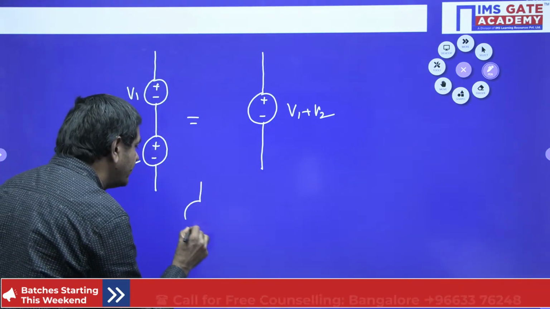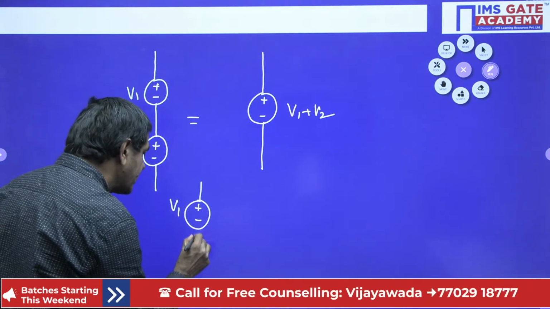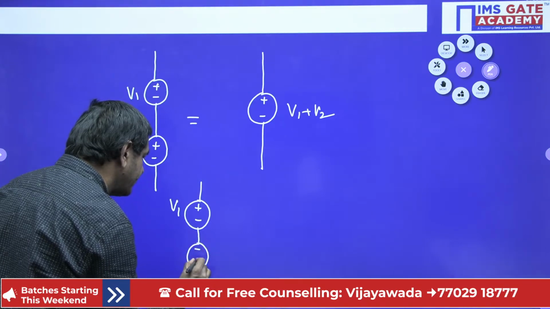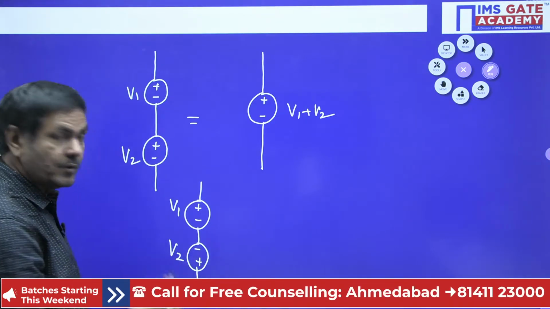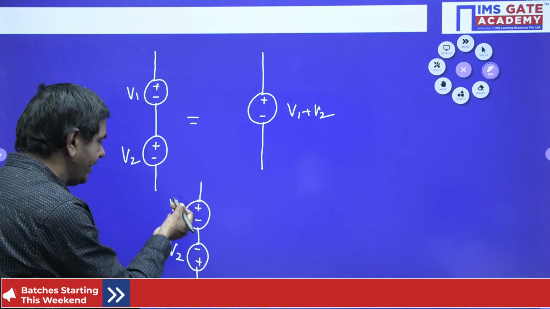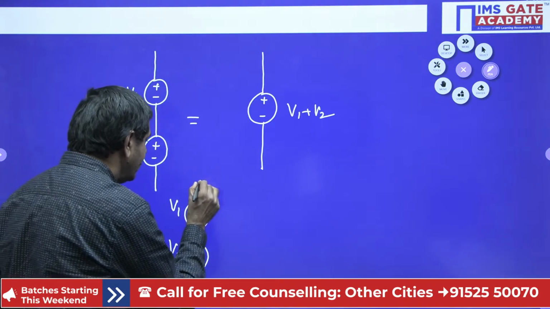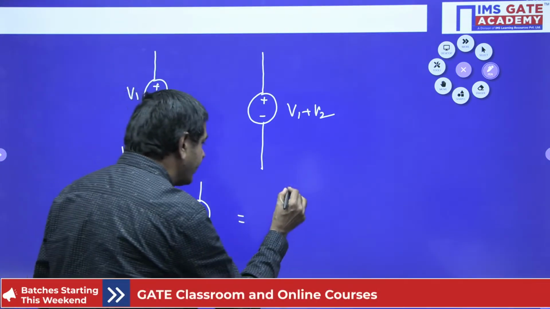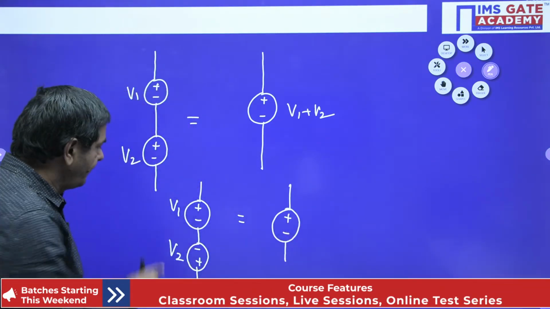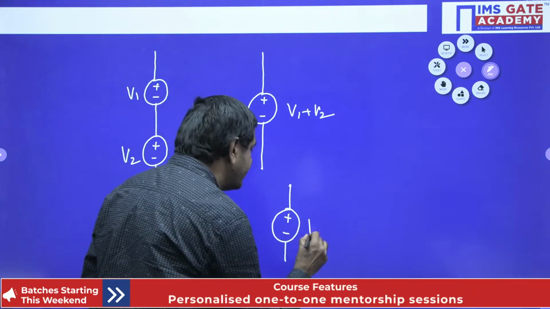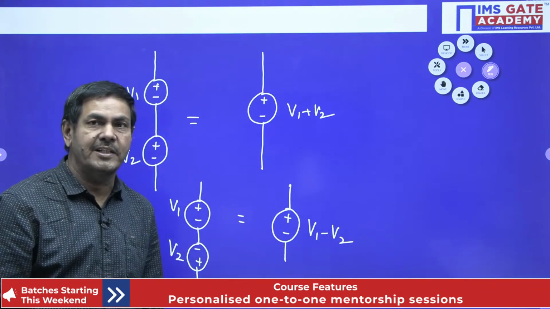In case you are given one battery here like this, with voltage V1, and a second source connected here with the polarity on this side, V2. Suppose we assume V1 is greater than V2, though any value is fine. This is plus V1, and this is minus V2. How can I draw the equivalent circuit? I can draw a single source here, plus minus, V1 higher, V2 lower. Here V1 minus V2 is accepted. We can put V1 minus V2 directly and connect a single source. That way it is possible.